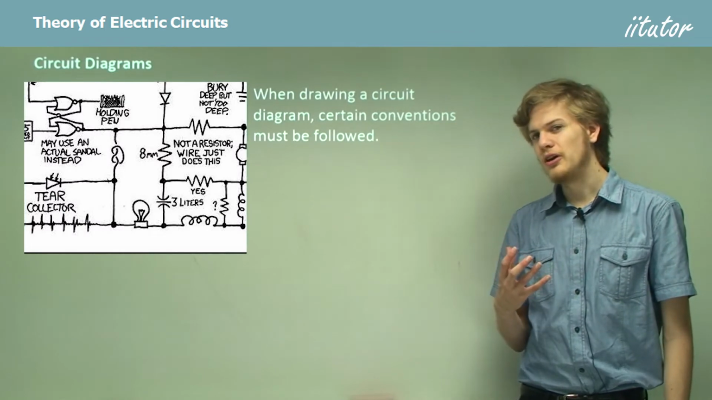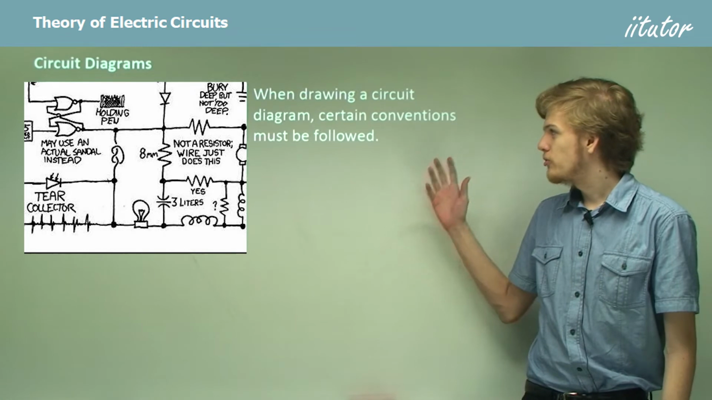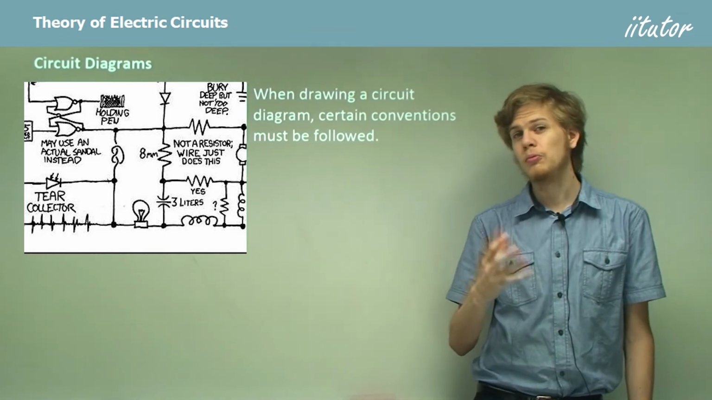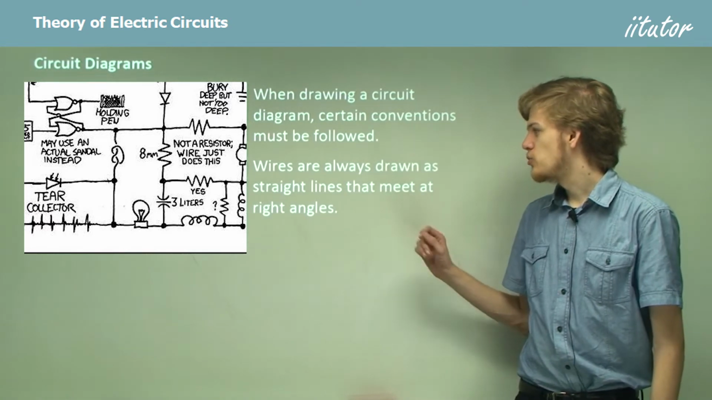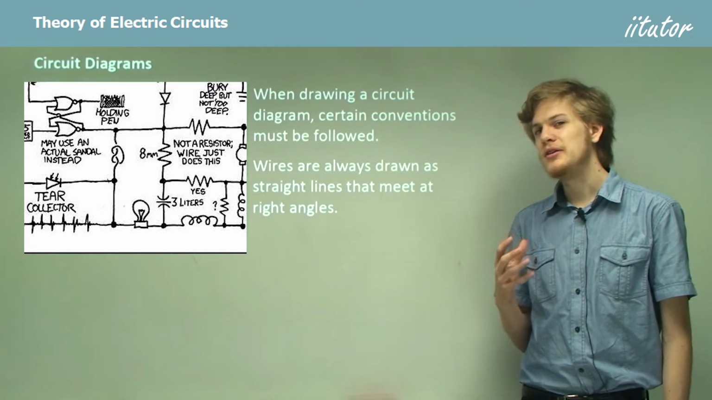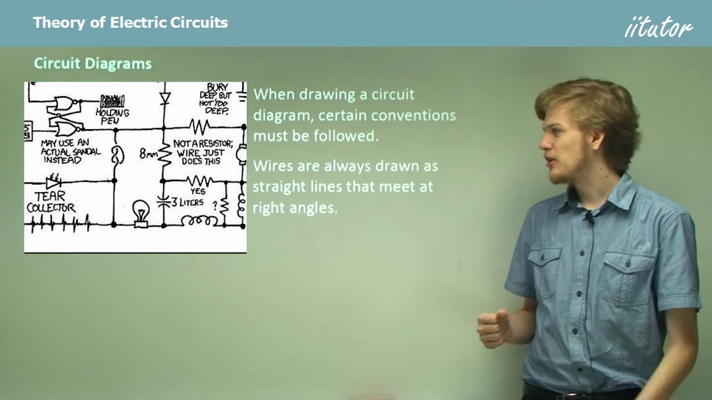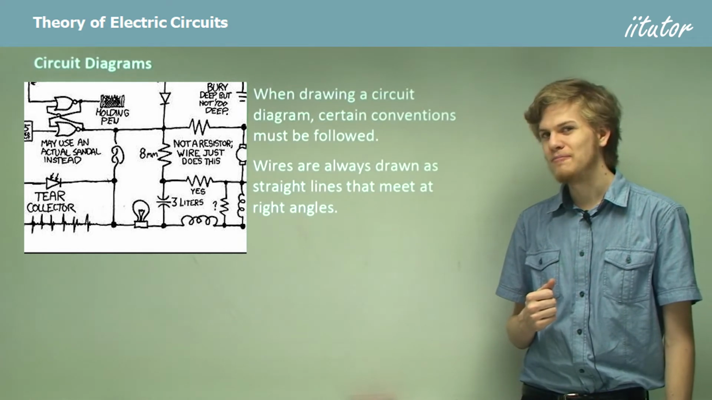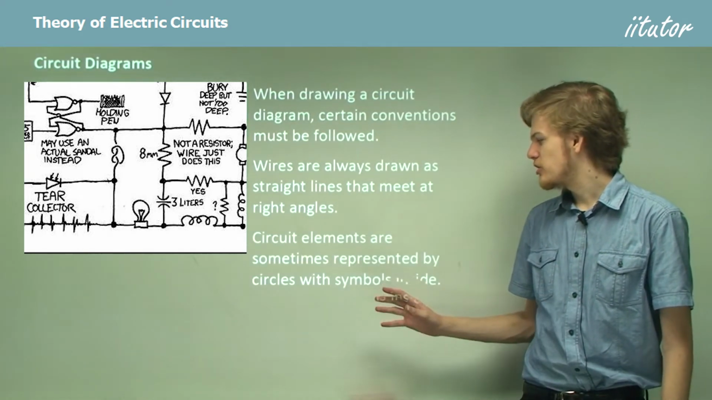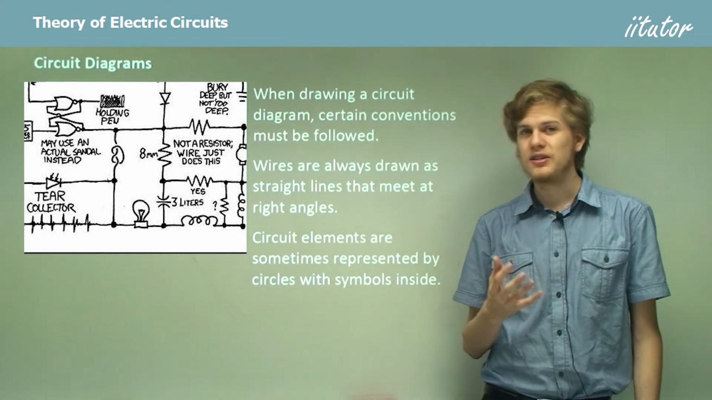And when they reach the battery again, this can cause the battery damage as it heats up. Now, when drawing a circuit diagram, we tend to follow specific conventions. It's important to learn how to draw a circuit diagram because you'll probably need to for some of your laboratory work. Wires are always drawn as straight lines, and they always meet at right angles. We can see that in this extract from a much more complicated and quite facetious circuit diagram. Circuit elements are sometimes represented by circles with symbols inside, sometimes letters.